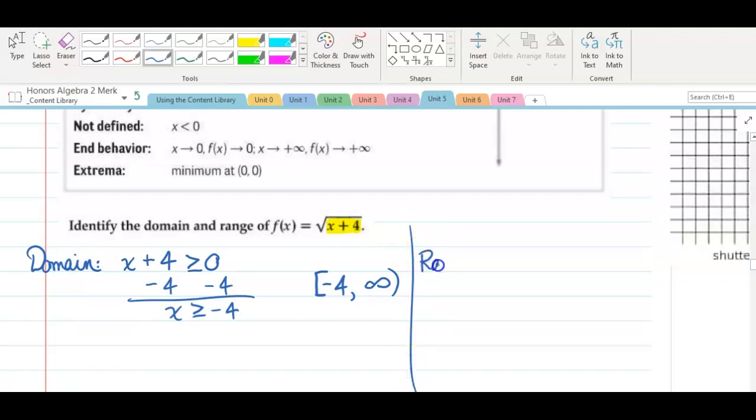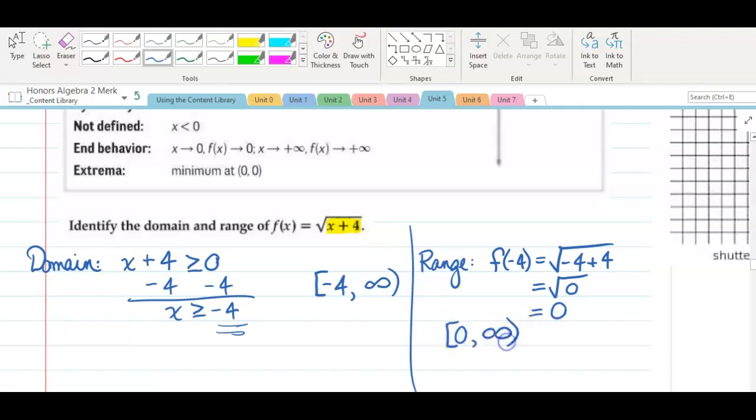Similarly, to find my range algebraically, I'm going to take this x value and put it in. f of -4 equals the square root of -4 plus 4. See, I took out the x and put in -4, and then I'm going to simplify that. 0. So that's my lower limit of my range, and my range is 0 to infinity.